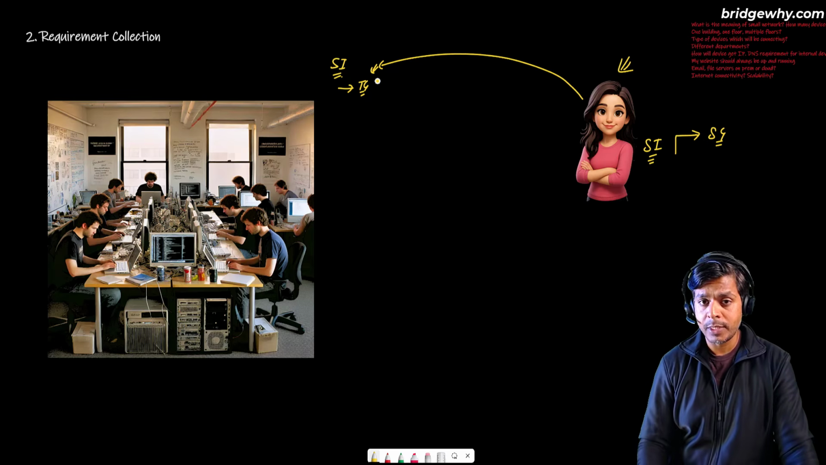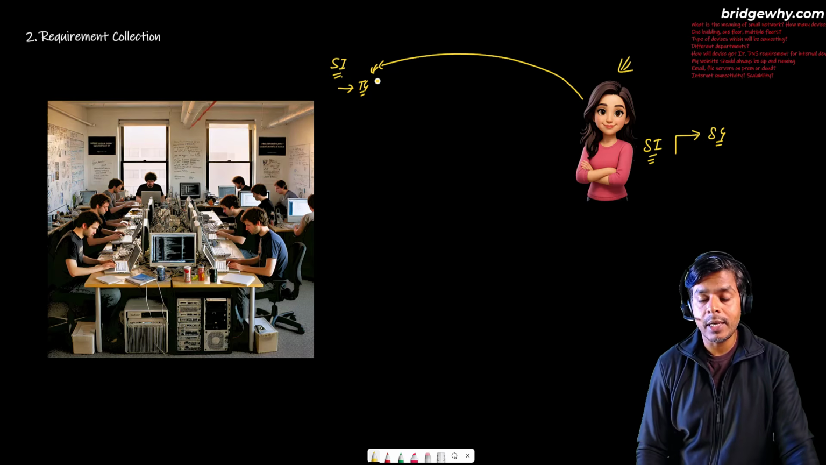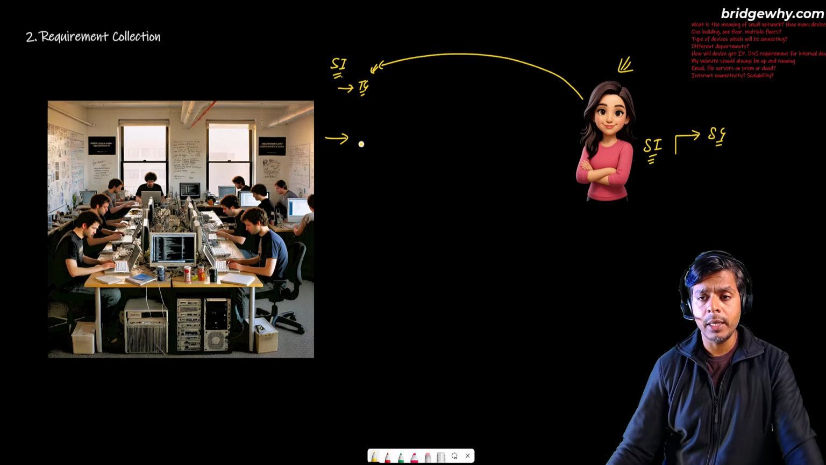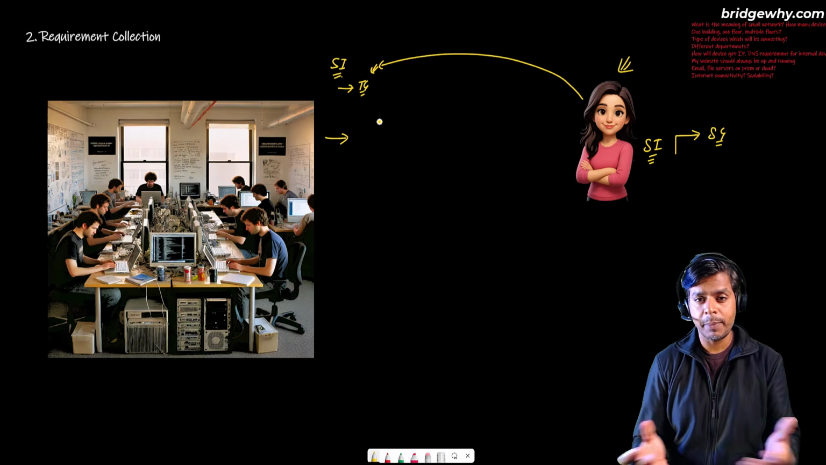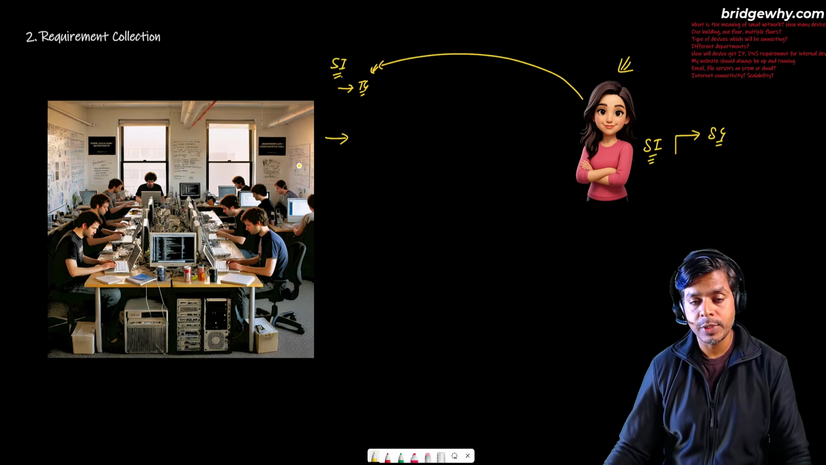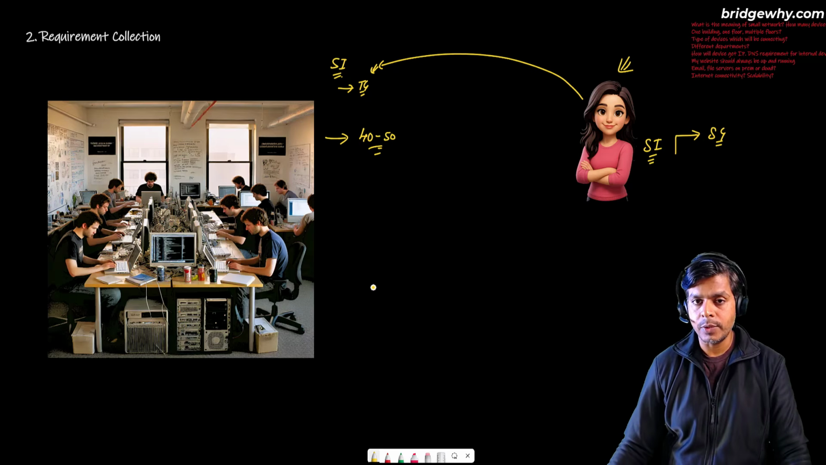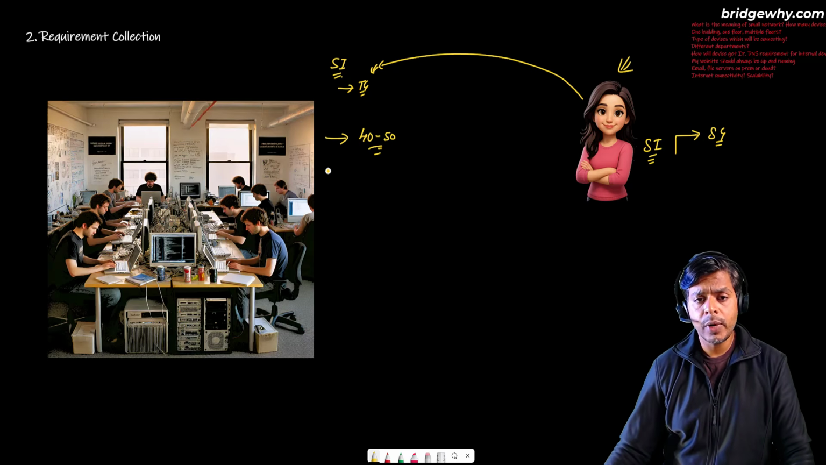So see, try to understand how Anjali is asking the questions and how she is collecting the requirements. First thing first, Anjali said that I got a requirement that you need to build a small office network. Can I know how many people we are talking about here? So Sports India said that basically we are talking about 40 to 50 people here. Anjali is okay.